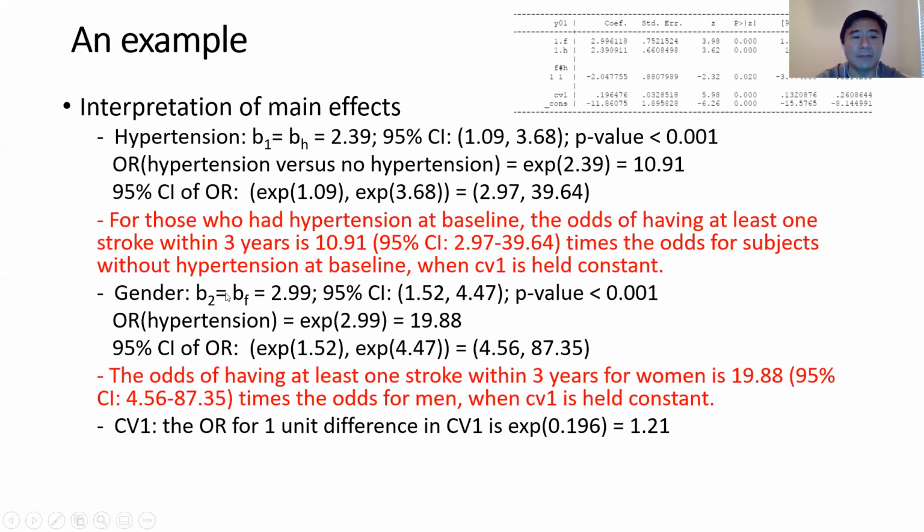And the interpretation for that gender effect is the odds of having at least one stroke within 3 years for female is 19.88 times, 95% interval from 4.56 to 87.35 times the odds for man when CV1 is held constant. So actually also need the status of hypertension to be held as constant. And then the effect of CV1 is the odds ratio for 1 unit difference in CV1, which is exponential of that coefficient 0.196. So that's equal to 1.21.